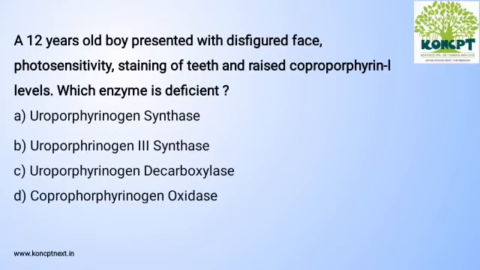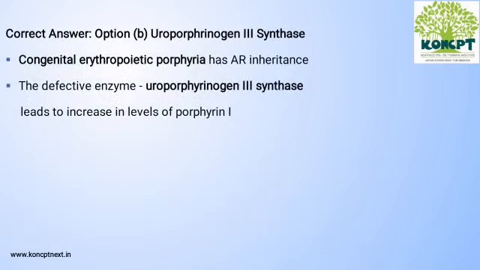The given options are option A uroporphyrinogen synthase, option B uroporphyrinogen 3 synthase, option C uroporphyrinogen decarboxylase and option D coproporphyrinogen oxidase. The key features are disfigured face, photosensitivity, staining of teeth and raised levels of coproporphyrin 1. So the answer for this question is option B, uroporphyrinogen 3 synthase.